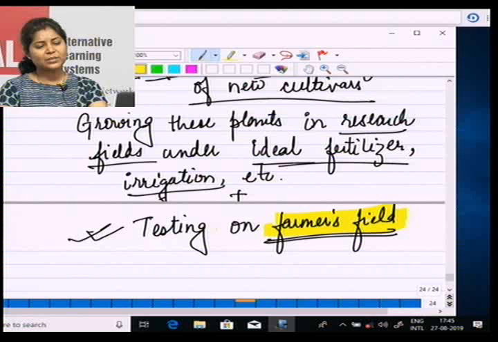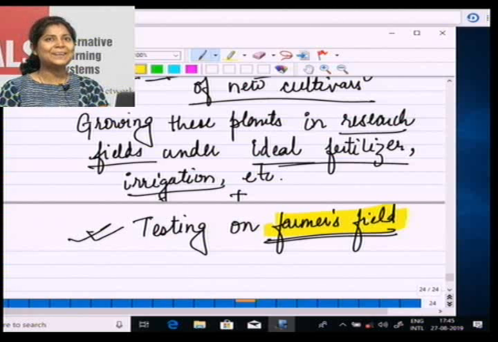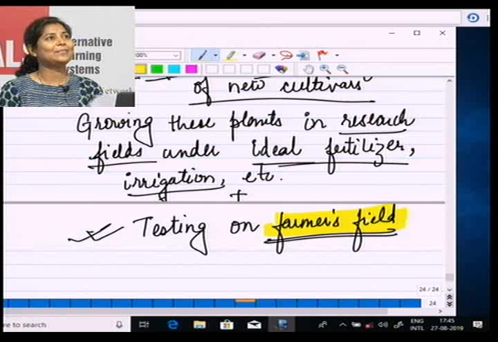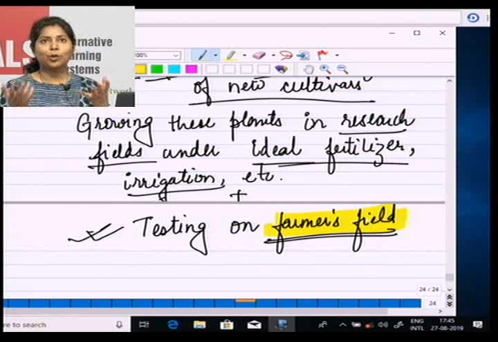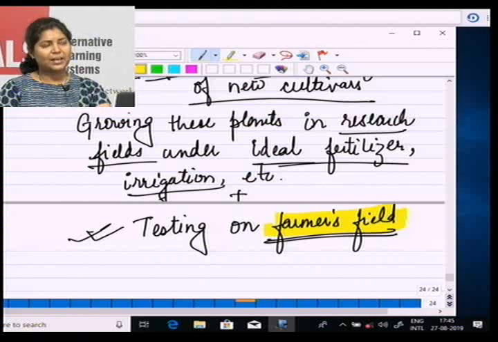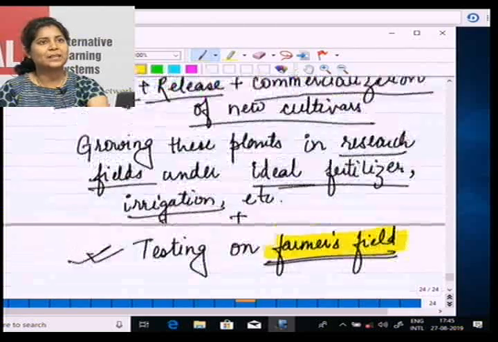So this process is very tedious. This is thought to be easy, but yes, it takes a huge amount of time. It takes a huge amount of patience, hard work, isn't it? There are decades of hard work behind each variety of crop we are using: sugarcane, wheat, rice. All these things have a huge background behind them. Let's see quickly the steps once again.